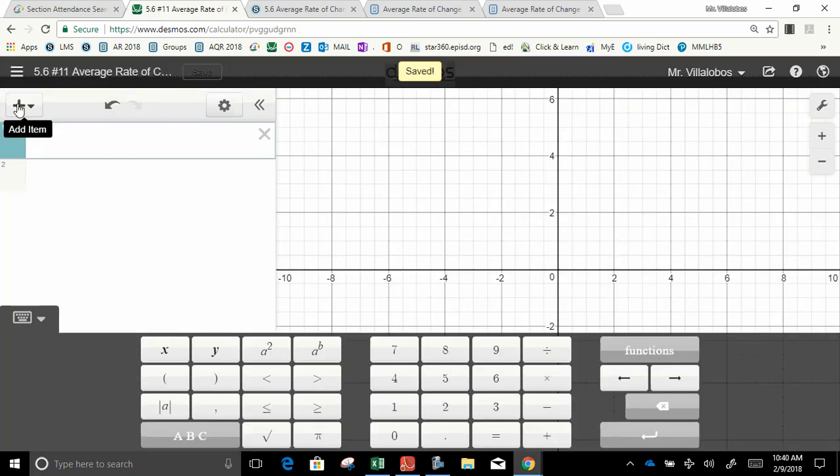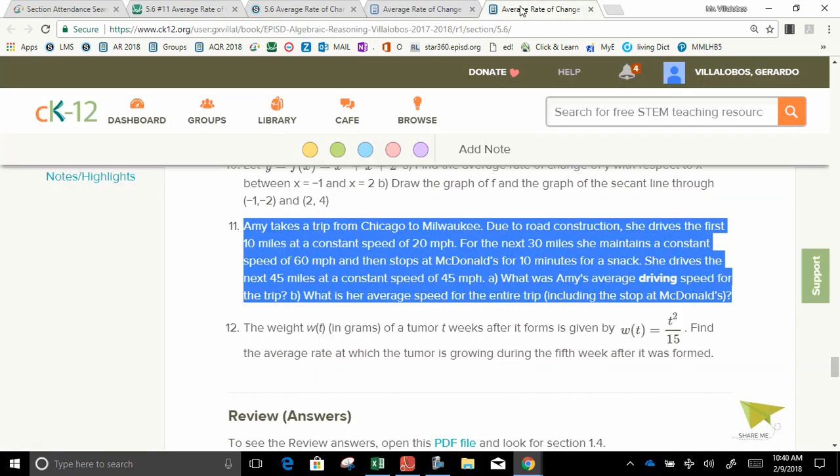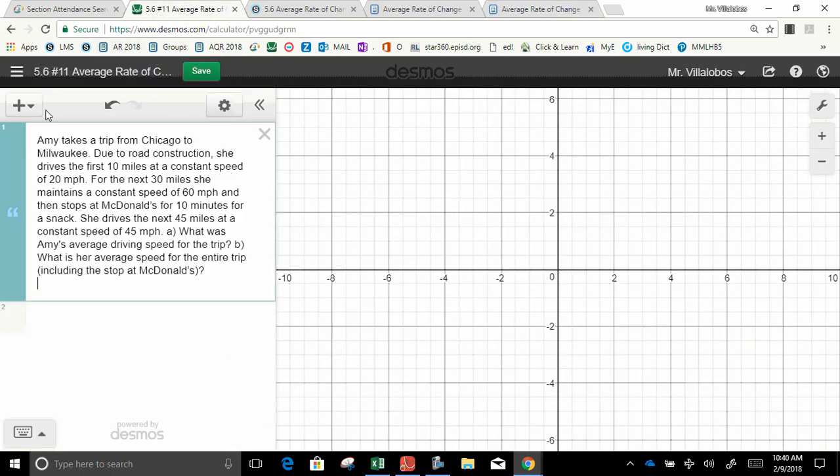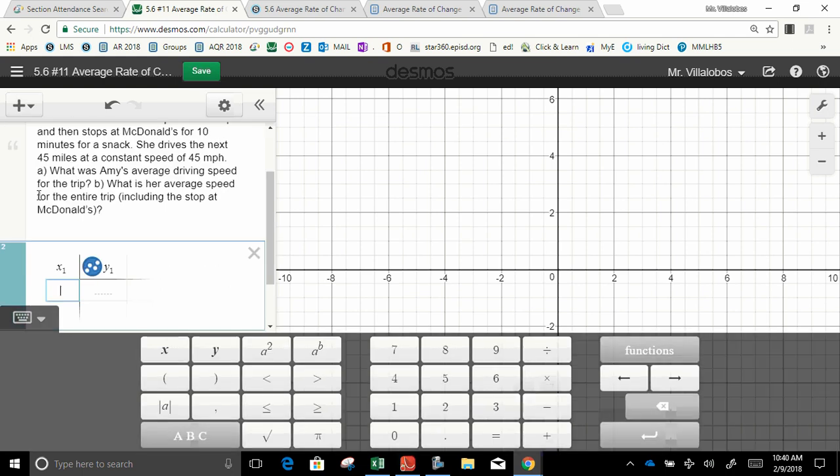I am going to add a note. I already went to my book on CK12 and copied this. I'm going to go back here and press Control V, and that pastes it in there. So Control C, double click to select, Control C to copy, Control V to paste. If at this moment you don't have this, that's all right. You can add it later. What I would rather have you do right now is add a table.